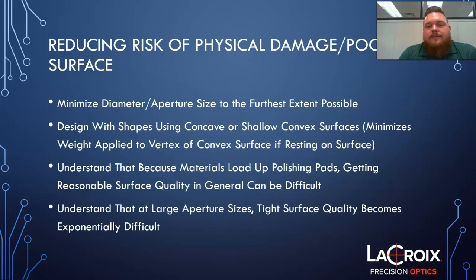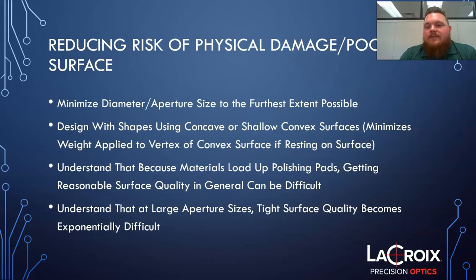Moving on, we have reducing the risk of physical damage or poor surface. Most definitely, this is a risk which becomes very difficult to reduce in its entirety. But you'll see that, again, one of the recurring themes was to minimize the diameter or aperture size. The smaller the aperture size, the less surface area you have available, so the less chance of having a scratch or abrasion on that optic. And generally speaking, if you have a smaller diameter or aperture size, the total weight of the optic is less relative to an optic that has a larger diameter or aperture size.